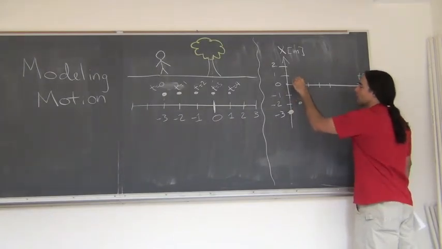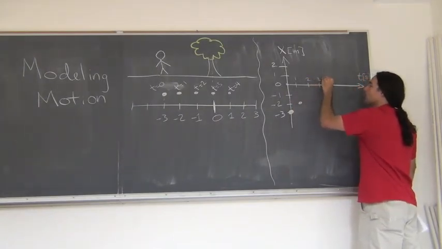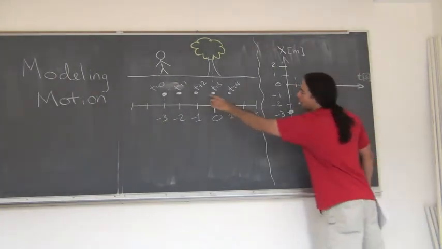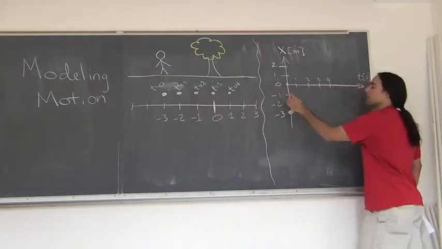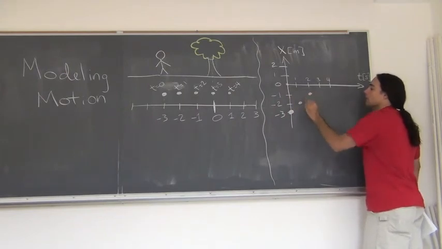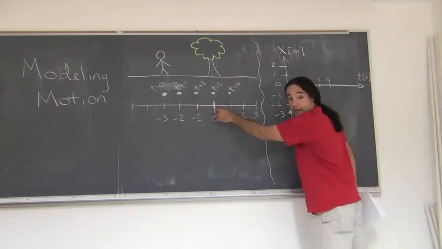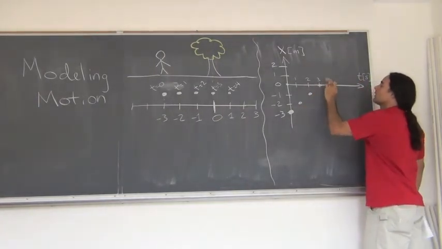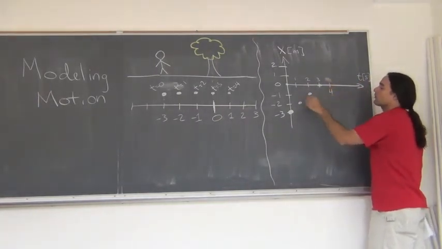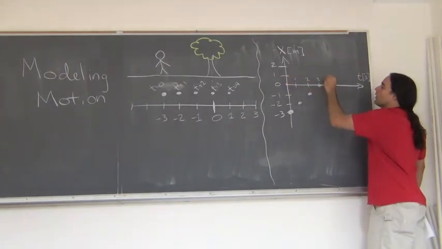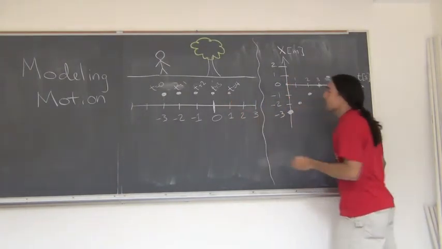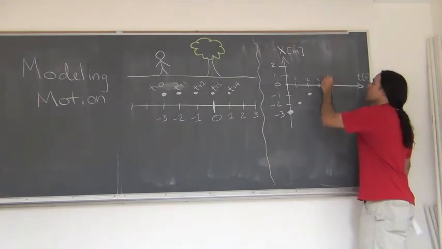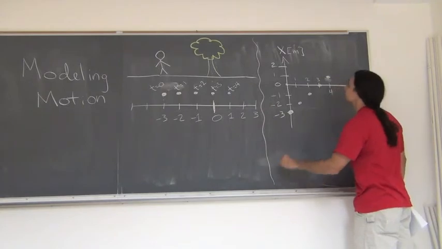So at 1 second, our position is negative 2 meters. At 2 seconds, our position is negative 1 meter. At 3 seconds, we're right next to the tree, our position is 0. And, give myself room, at 4 seconds, we are at a position of 1 meter to the right of the tree. And you can see we can start to make this graph.